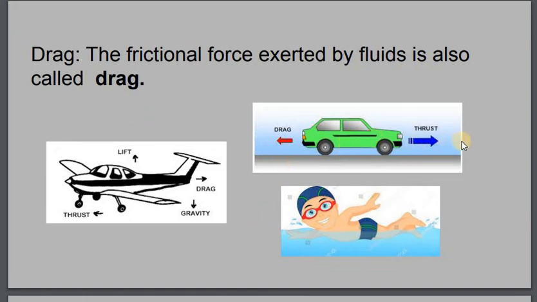So when a car is moving, definitely the air will be opposing this force. When the swimmer is swimming, the liquid will be resisting or offering a force against the motion. Similarly, in the aeroplane also, when the aeroplane moves in the forward direction, the air resistance will be acting in the opposite direction. This resistance only we call drag or fluid friction.